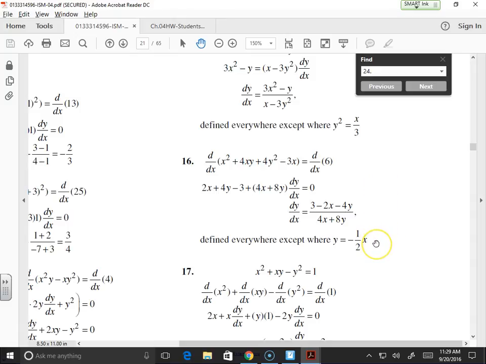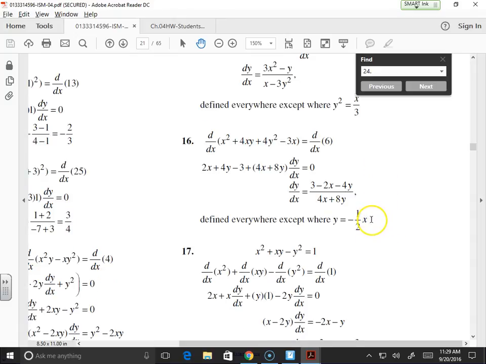16 was the next one, right? Yes. Defined everywhere but where the derivative is undefined. You couldn't tell me a number answer, but you could tell me that 4x plus 8y cannot equal 0, therefore y cannot equal minus 4x divided by 8, which is -1/2 x. You could have done it either way, technically, because the relationship is the same: x cannot equal -2y. There's not a step further.